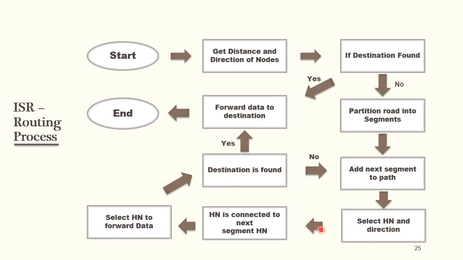After the segment formation, we select the head node. And after selecting the head node, we will check if the head node is connected to the next head node, and if they are connected, then we can select the head node to forward the data to the next segment. If the destination is found in that segment, then we can directly forward data to that destination. If not, then we will add another segment, and this process will be continued until the destination is found and the data is forwarded. And when the data is forwarded successfully, then the protocol ends.